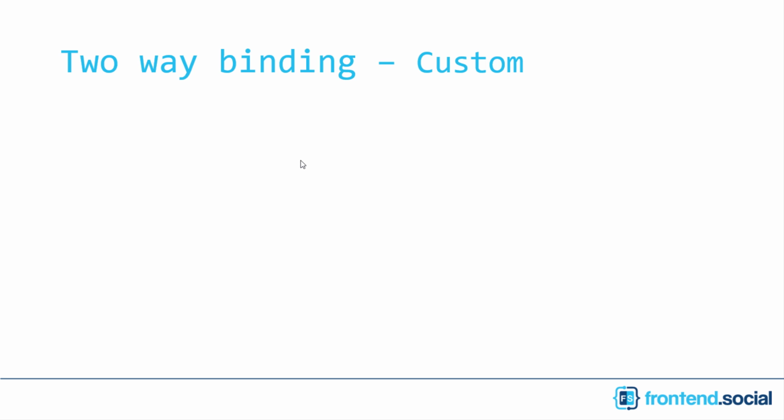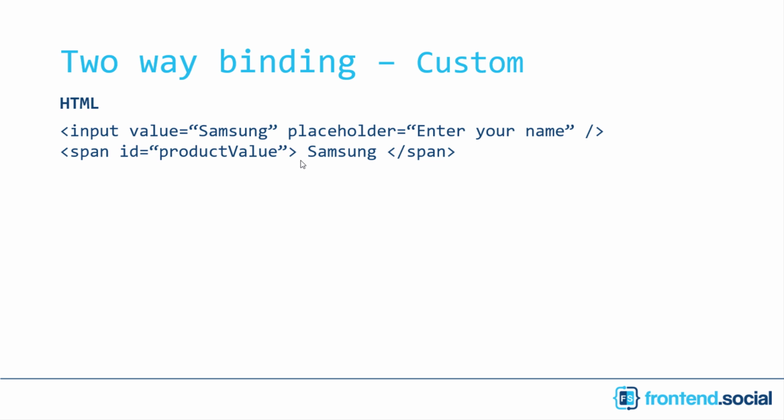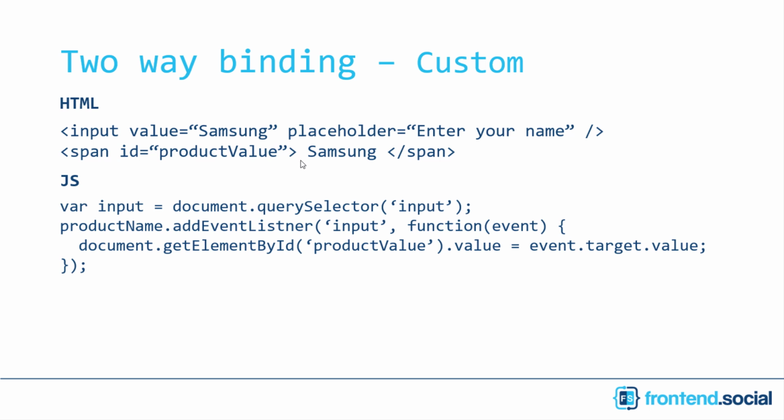Let's look at the fourth type, which is two-way binding. If you want to do two-way binding in JavaScript, suppose you have HTML with an input box and a span with the initial value reflected. Now, suppose the input element is changed, you have to update the span value as well. So for the same, you have to write JavaScript.